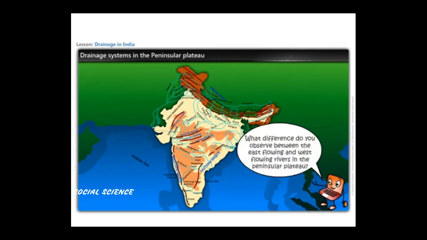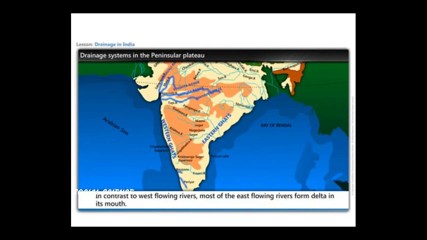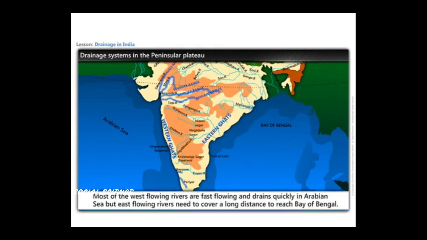What difference do you observe between the east-flowing and the west-flowing rivers in the Peninsular Plateau? East-flowing rivers are longer and larger than the west-flowing rivers. In contrast to west-flowing rivers, most of the east-flowing rivers form a delta at their mouth. Most of the west-flowing rivers are fast-flowing and drain quickly into the Arabian Sea, but east-flowing rivers need to cover a long distance to reach the Bay of Bengal.